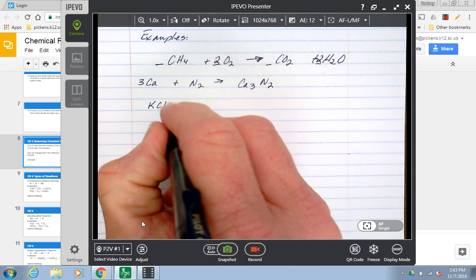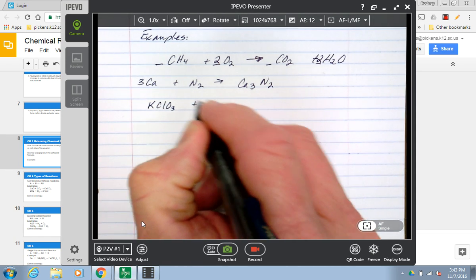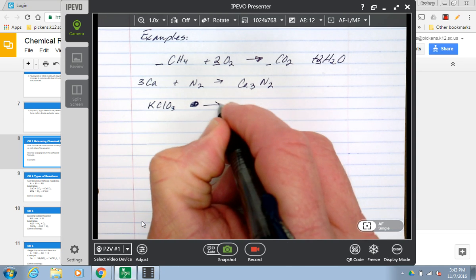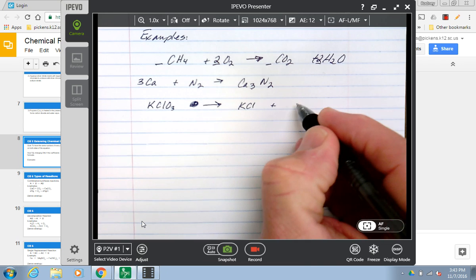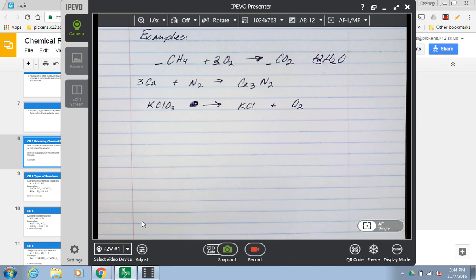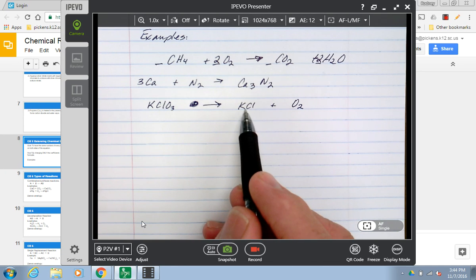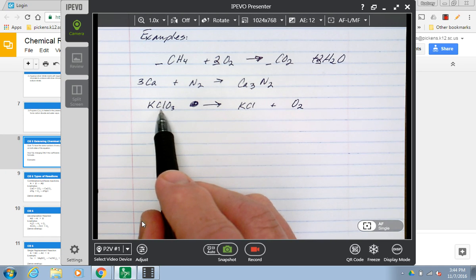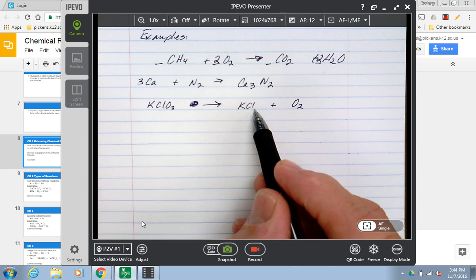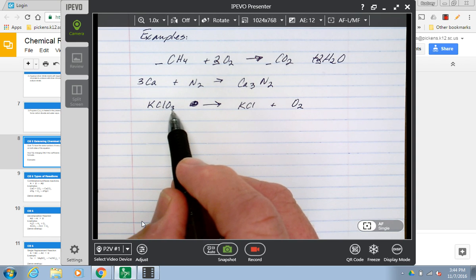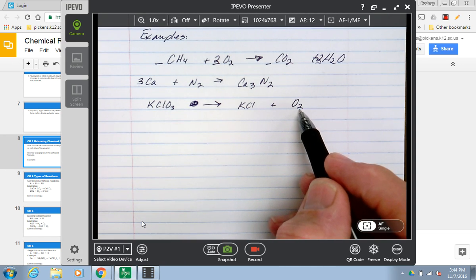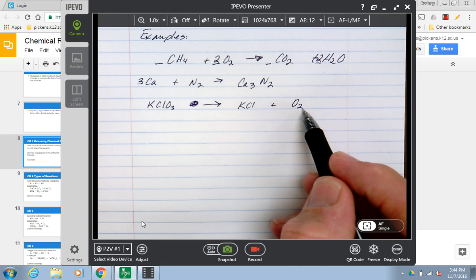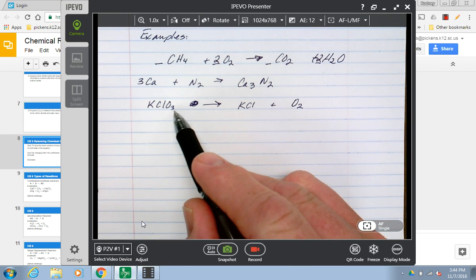Let's do KClO3 yields or produces KCl plus O2. All right, so we're going to take a look at this one. We have 1 potassium on the left, 1 potassium on the right. We have 1 chlorine on the left, 1 chlorine on the right. We have 3 oxygens on the left and 2 on the right. So we got a little issue there. Now we look at this, there's nothing I can multiply by 2 that's going to give me 3.